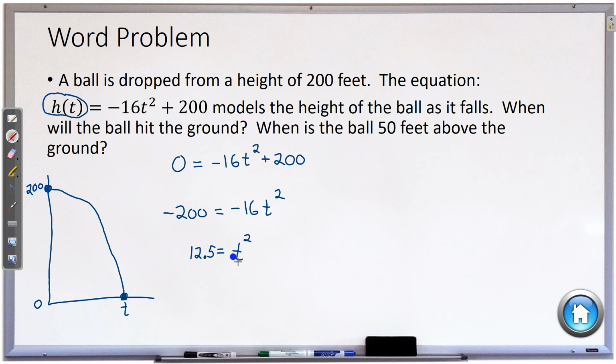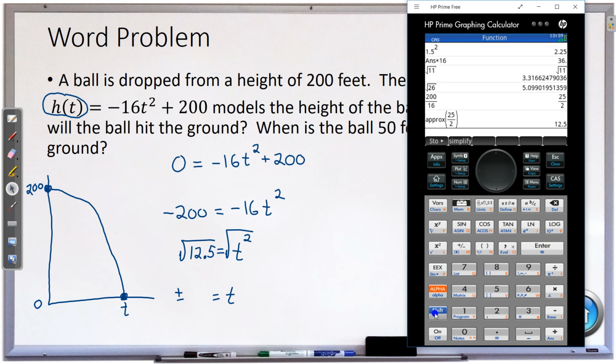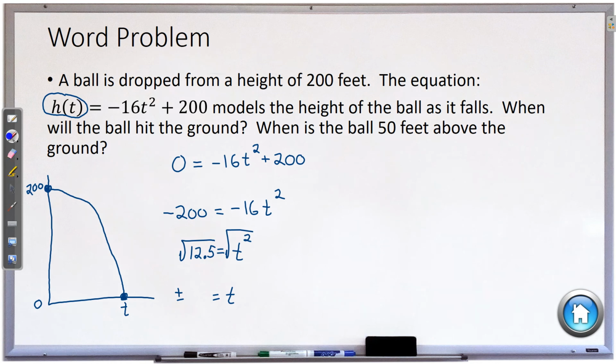And then we have to square root both sides. Now remember, this does mean our answer will be positive or negative. So what is the square root of 12.5? Square root. There it is. 12.5. 3.53. There we go. And the answer is positive or negative, mathematically.